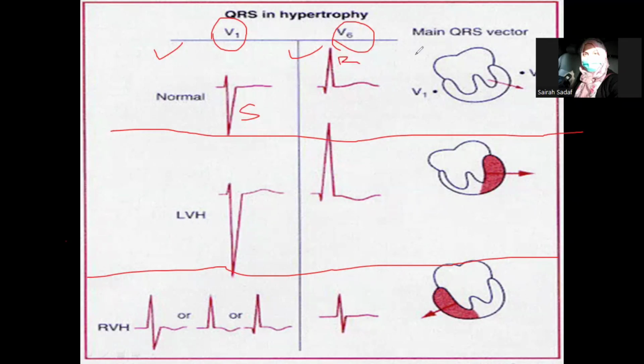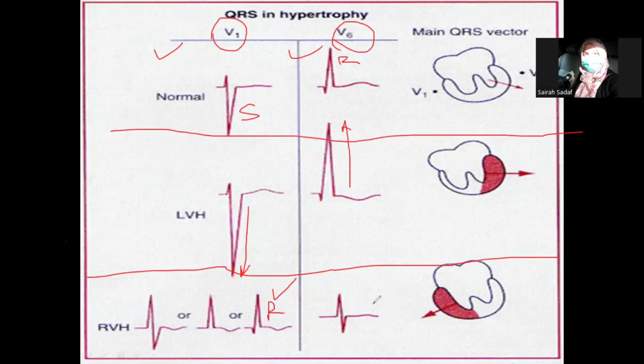Okay. So what happens when there is hypertrophy of the heart? In case of LVH, the S wave further deepens in V1, and the R wave becomes further taller in lead V6. And what happens in RVH, right ventricular hypertrophy? You have to see this one. Normally there is an S wave in V1. But when there is right ventricular hypertrophy, the things will be opposite. There will be no S wave or a small S wave, and rather there will be a tall R wave.